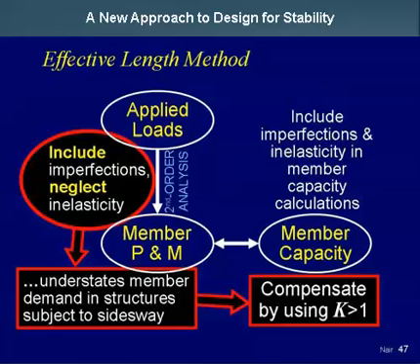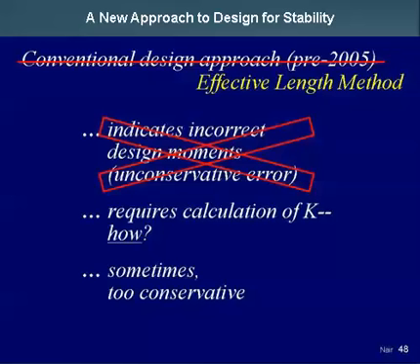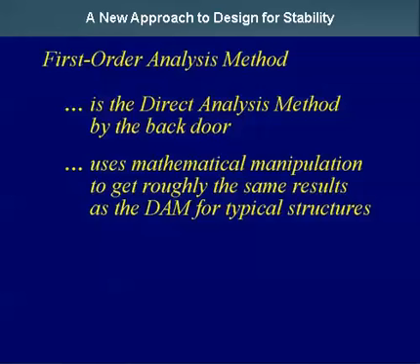Now let's look at the effective length method, where we include imperfections but neglect inelasticity, but we still have to use K greater than 1. Well, we eliminate that first unconservative error in the new effective length method, but we still have the other two problems of calculating K and sometimes being too conservative. And finally, the first order analysis method, I can't really diagram it because, as I said, it really is a hybrid method.